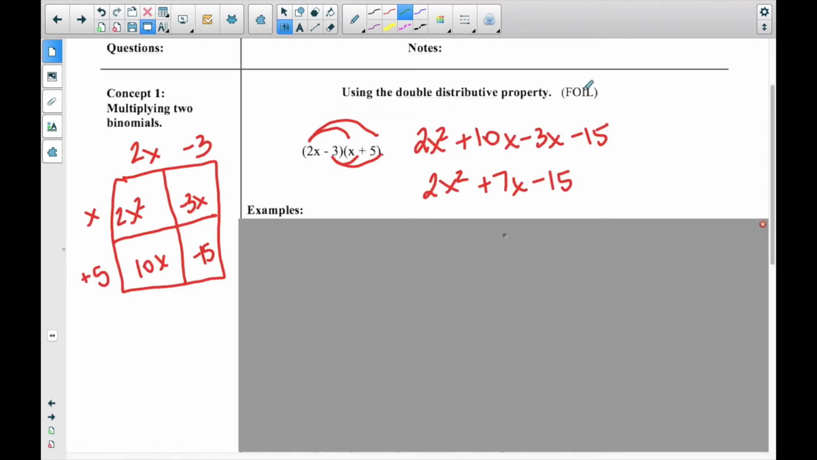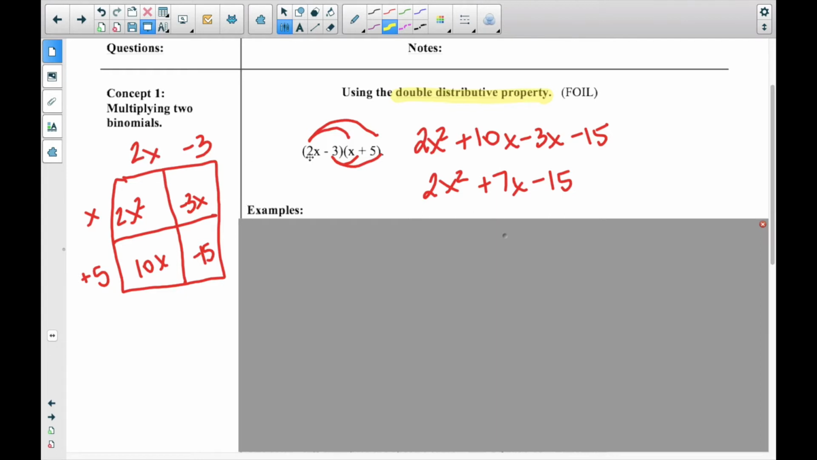Okay, on this page we're going to be talking about the double distributive property. Some people like to call that FOIL, and some of you might have heard the phrase FOIL before. Sometimes I use FOIL, but sometimes I just call it double distributive because that's a little bit more indicative of what we're doing. Some of you have learned the box method, and if you have learned the box method, then this is when you would use that box method.